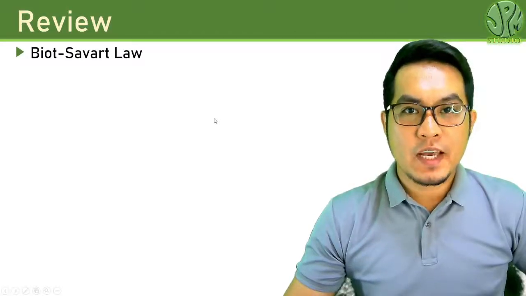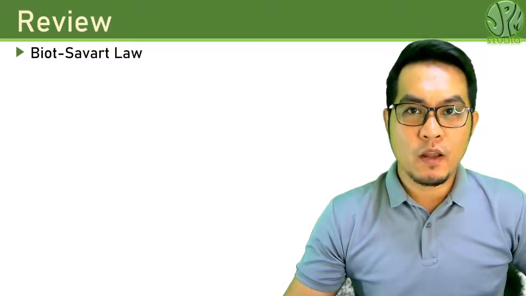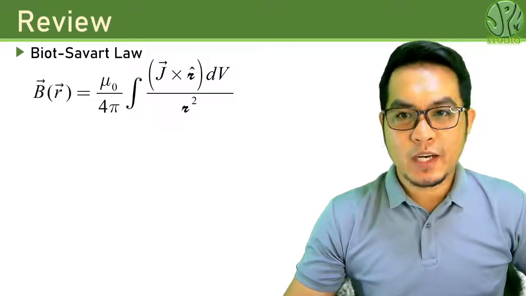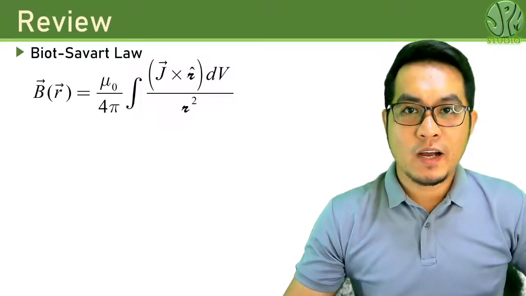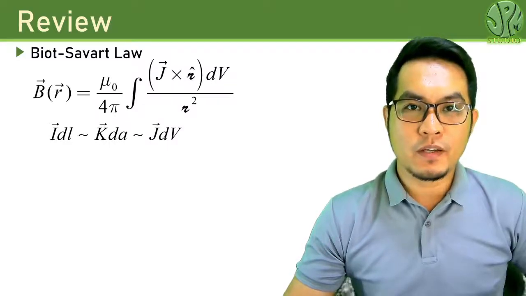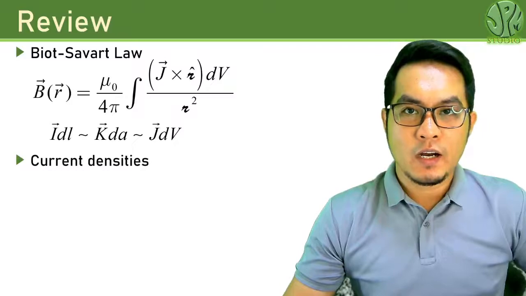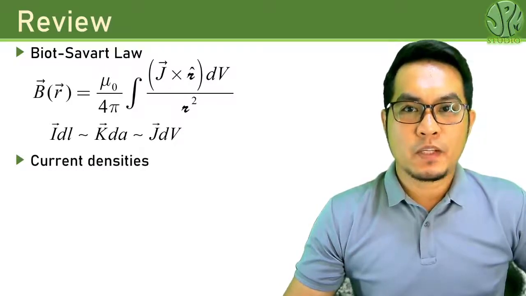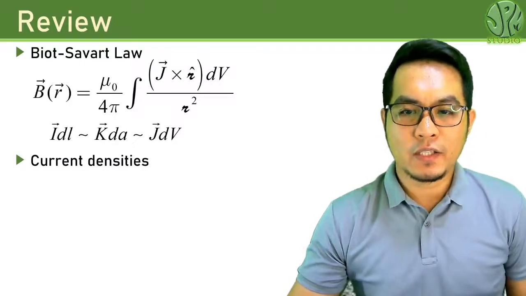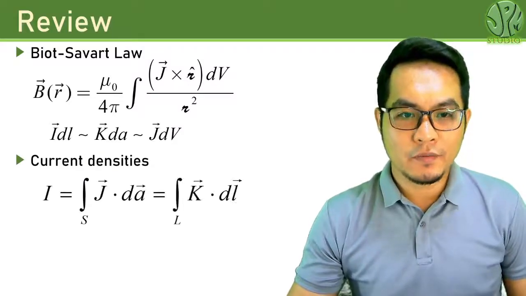In the previous lesson, we discussed the Biot-Savart law, which is used to calculate the magnetic field of a current distribution, whether a volume current, surface current, or line current distribution. We also discussed current densities and how they are related to the total current I.